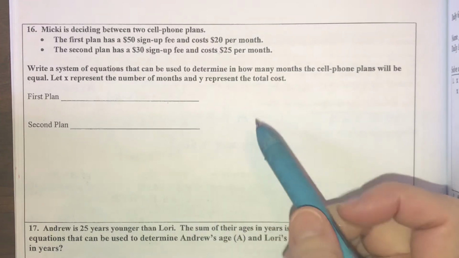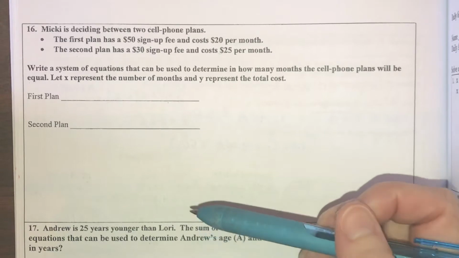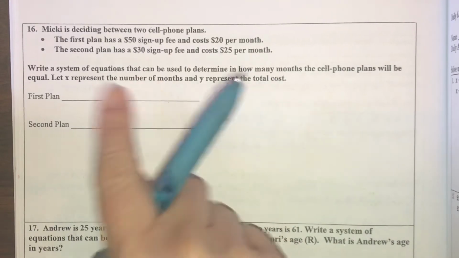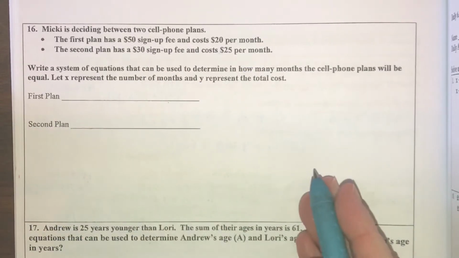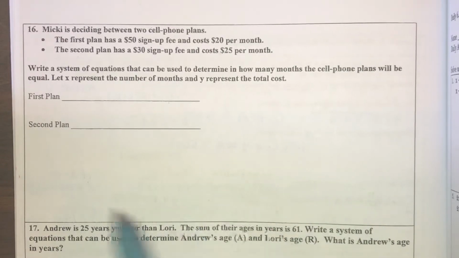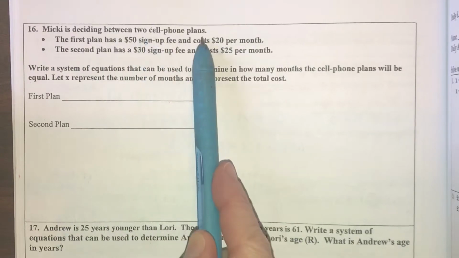In these two word problems, what we're going to do is set up a system of equations to solve the system. Now, in these two examples, I believe in this first one, we're not going to actually solve, but in the second one we will. So I just want to work through the challenges of putting together the equations before you would actually solve them. This question says that Mickey is deciding between two cell phone plans.